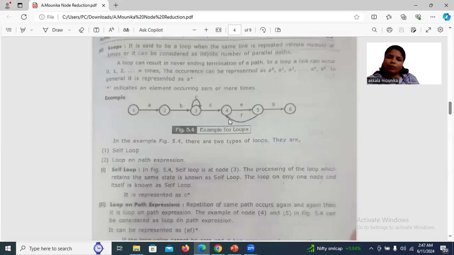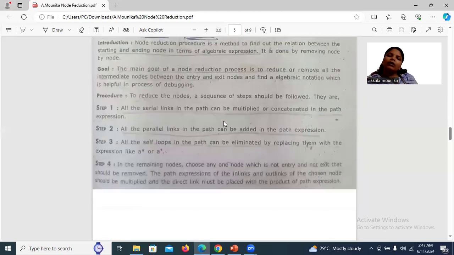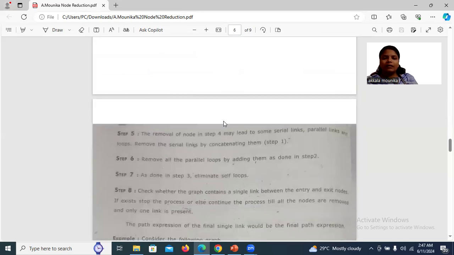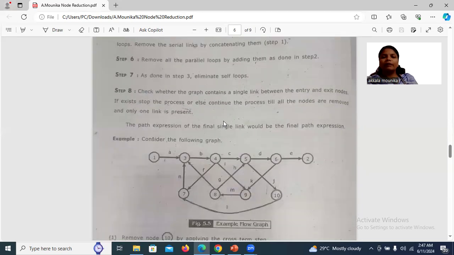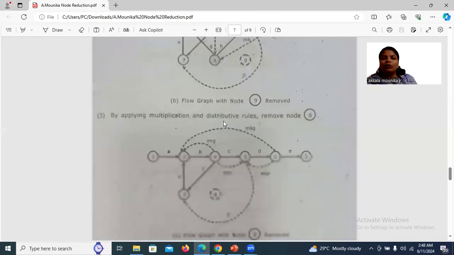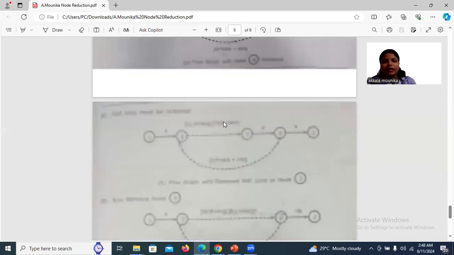Next rule is the loop on path expression and the self loop. Self loop means the path segment we are accepting as a self loop, that is the path segment power star. And next, for a loop on a path expression, whatever path segments are there, the path segment multiplication, power whole star, we have to take. So remembering all these three rules, it will be easy to do the node reduction. That means we can remove nodes easily.